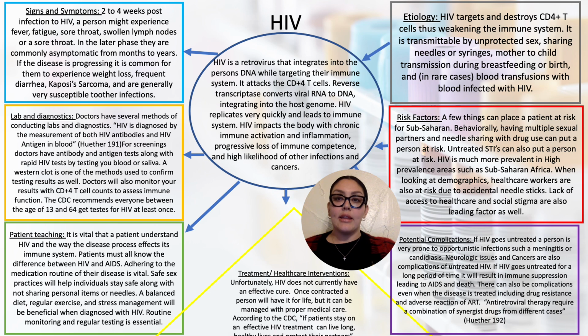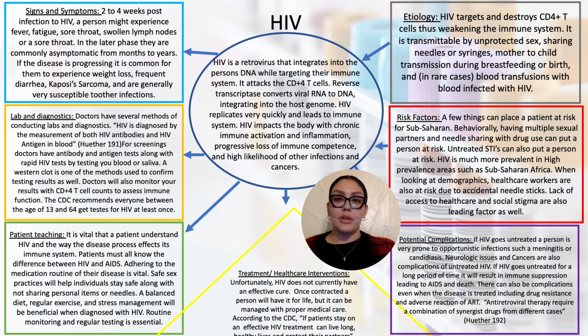The viral DNA is then inserted into the host genome, becoming a permanent part of the cell. From there, the virus will replicate, producing new particles that infect other cells. Over time, the destruction of CD4 plus T cells weakens the immune system, leaving the body vulnerable to opportunistic infections and certain cancers. Without treatment, this leads to AIDS, which is acquired immunodeficiency syndrome, a severe stage of immune system collapse.